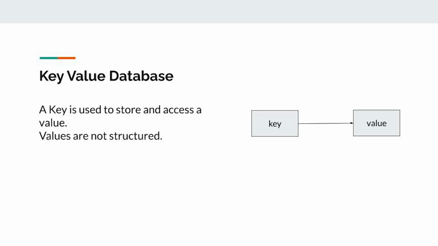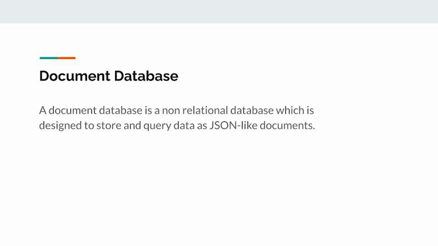Next topic, key value database. Key value database is a type of non-relational database. In this model, a key is used to store and access a value. Values are not structured.